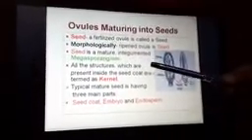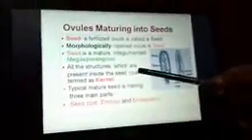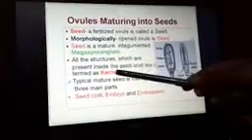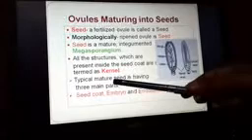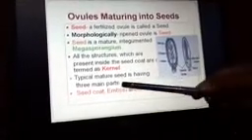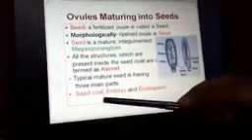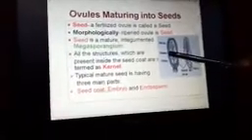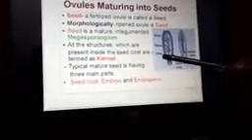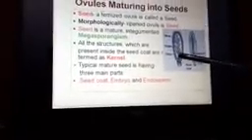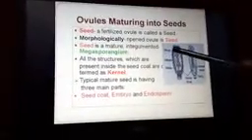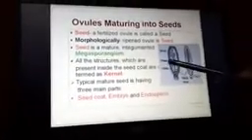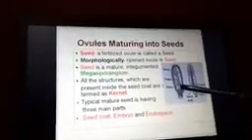All the structures which are present inside the seed coat are termed a kernel. Typically, a matured seed has three main parts: the seed coat, the endosperm, and the cotyledon. So a seed contains mainly three parts. The outer one is the seed coat, then next to it is the endosperm, and here are the cotyledons.